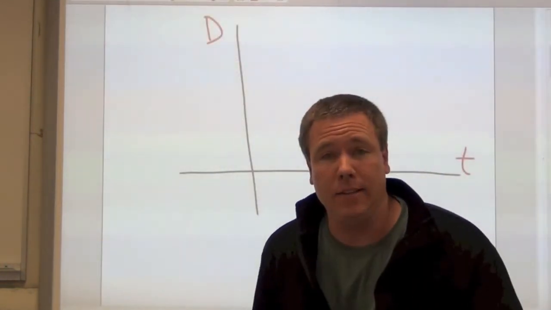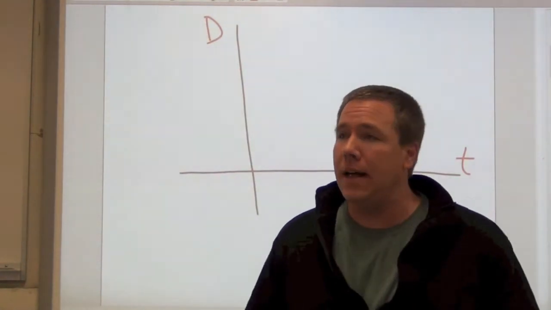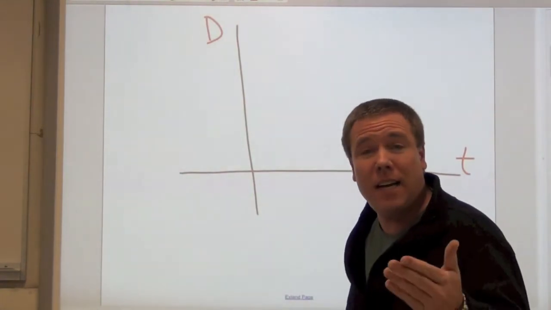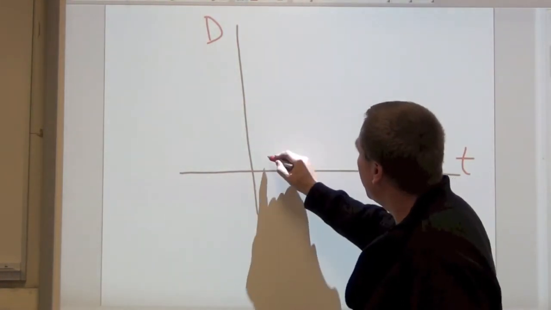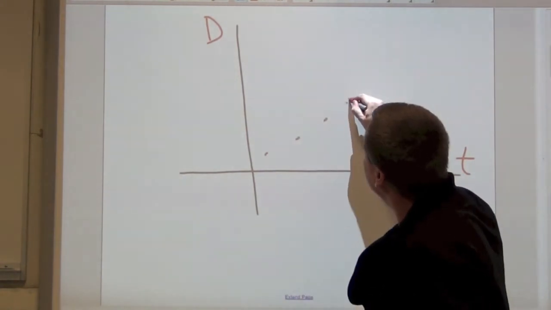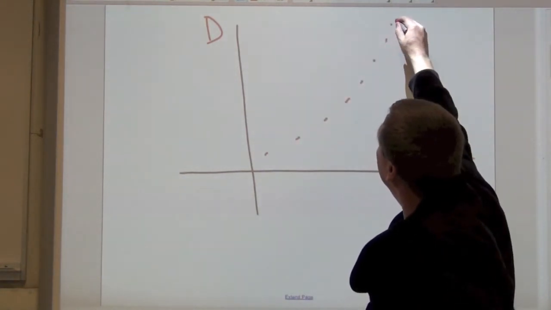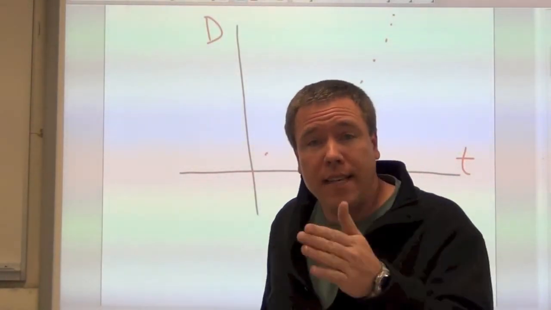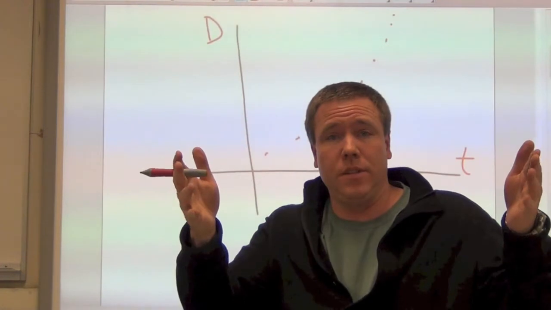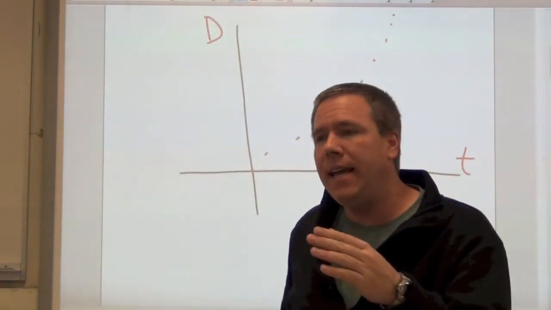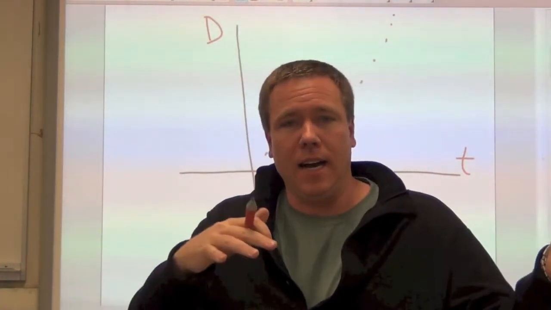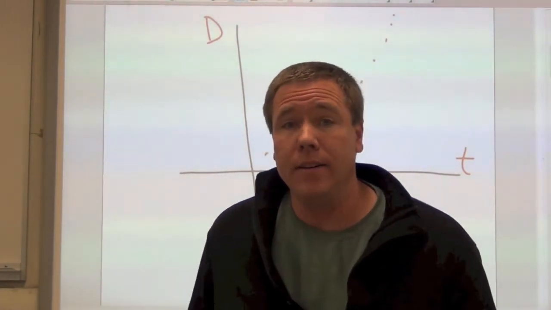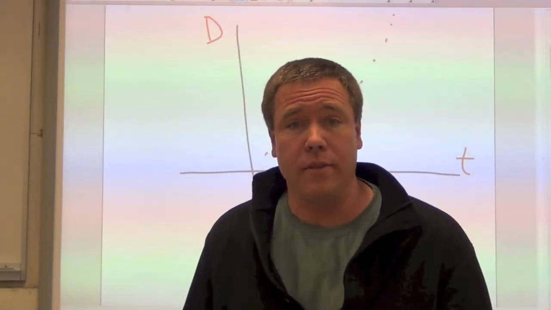Now, maybe you've read ahead a little bit, and you know that when you plot this displacement and time, you actually get data that looks kind of like this. It doesn't quite look linear. If it's linear, then it's proportional. There's a linear relationship. But if we take this data, displacement and time, for an object under the influence of gravity, and find that it is not linear, then we're going to have to make further discoveries.